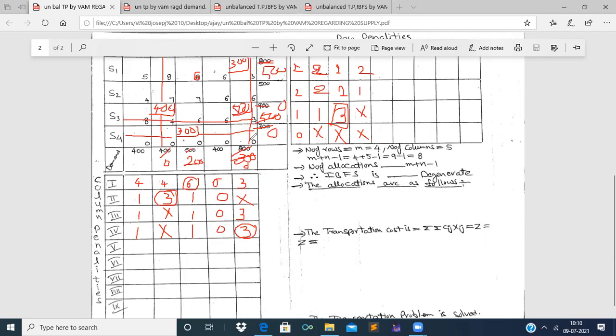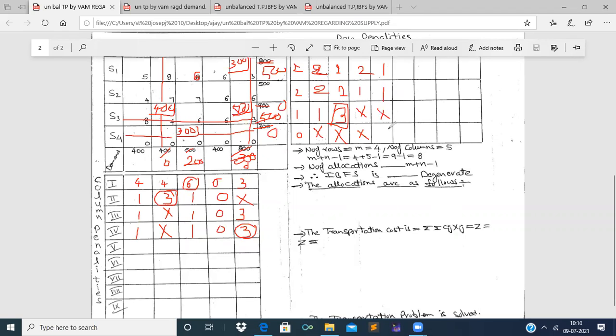Now let us go for finding the next set of row penalties and column penalties. That is, it is the sixth set. The first least is 5, next least is 6. 6 minus 5 is 1. And here 7 minus 6 is 1.